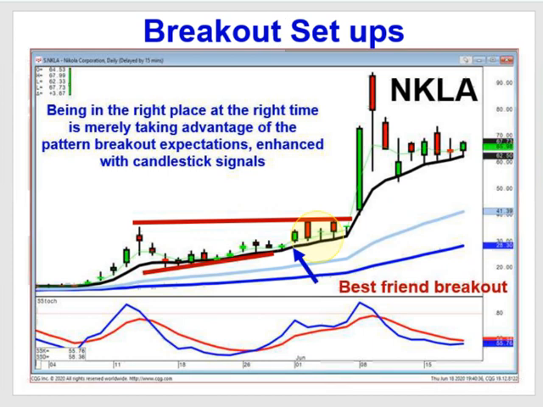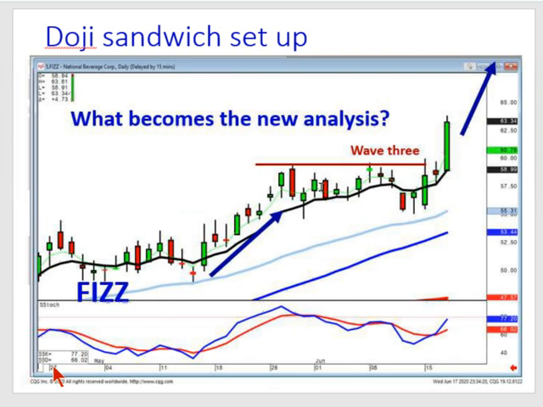For the image before, what was the question? The confirmation of a doji sandwich is to close above the open of the previous day. Above the open. Are we on the right chart? We know what a doji sandwich is.